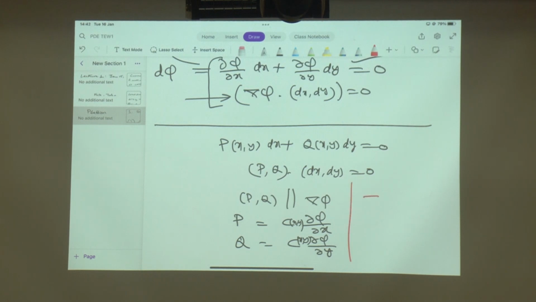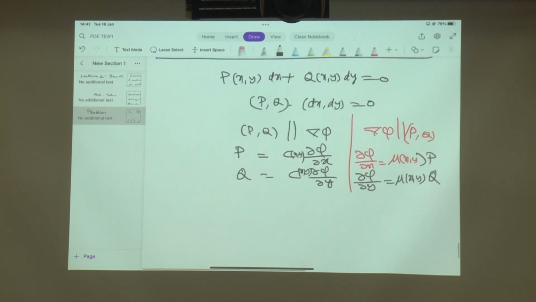flip the things. Grad phi parallel to PQ. That means dou phi by dou x is equal to some constant times P, and dou phi by dou y is the same constant times Q. Of course, here also I can take 1 by C, that's right. But then you will start suspecting whether C is 0 and so on. If I write like this, that situation does not arise, and we are very comfortable.